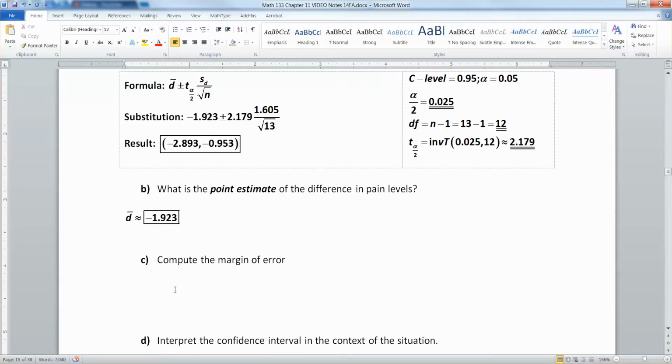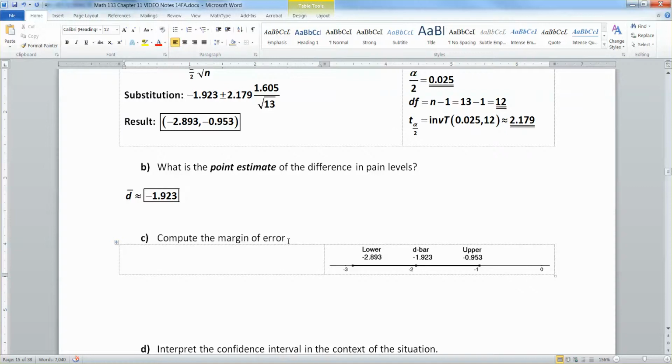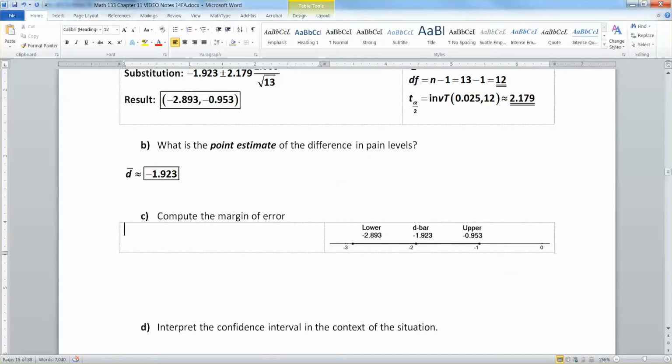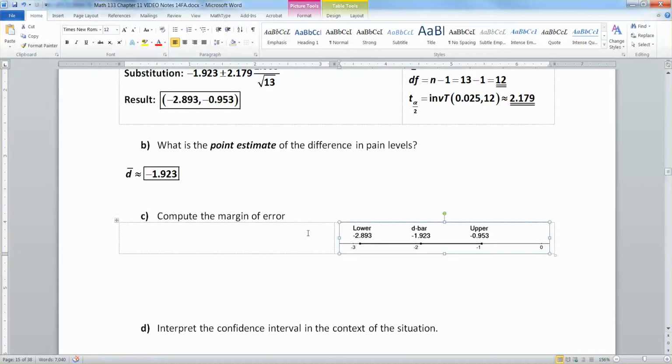All right, now what about the margin of error? Well, it's been a while since we've seen that. So let me remind you what a picture of this looks like. We have a number line here, and then we have the lower limit over here at negative 2.893, then the middle is at negative 1.923, that's D bar, and then the upper is at negative 0.953. So the margin of error is the distance between that upper limit of negative 0.953 and that middle of negative 1.923. Or if you like, it's half the distance from the upper to the lower. Let me write that up.